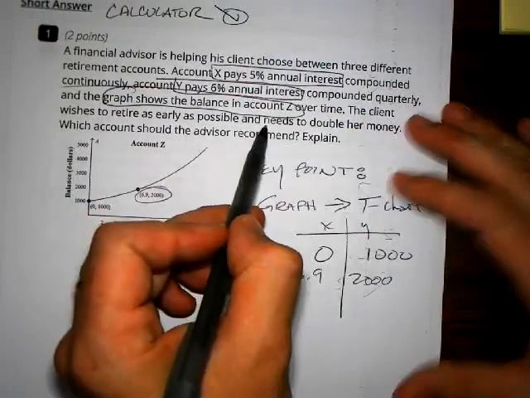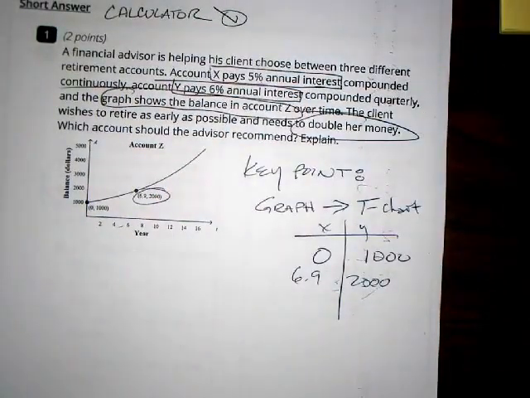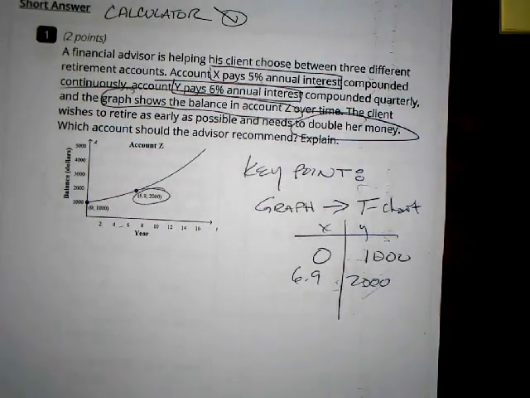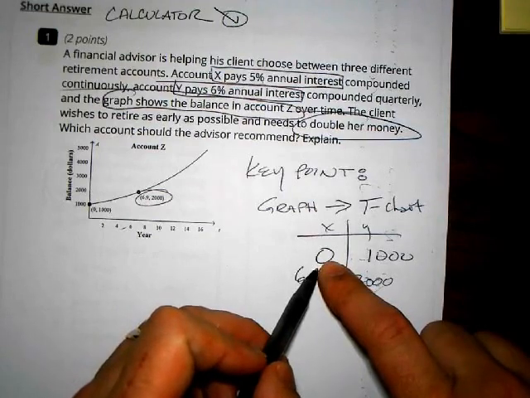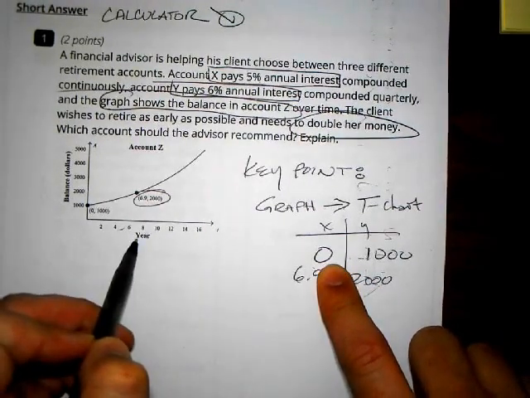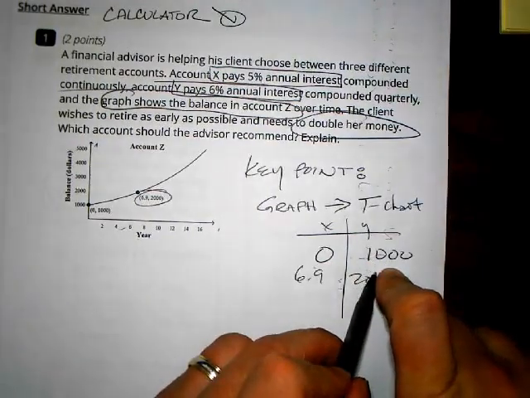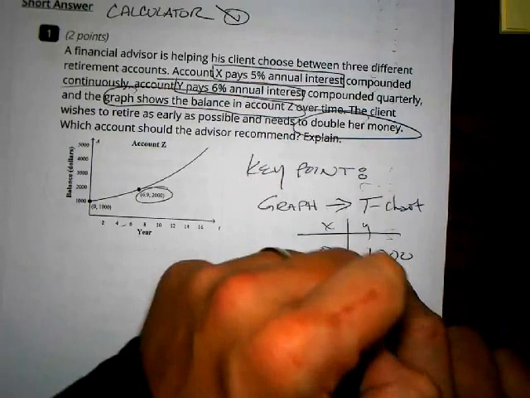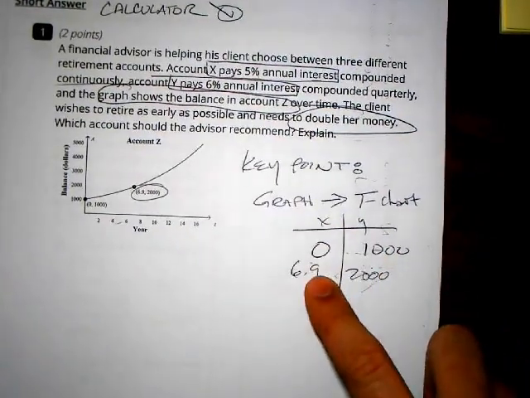To retire as early as possible, they need to double their money. So we're going to start with an investment of how much? We're starting with $1,000. And if we need to double the investment, where do we need to get to? 2,000. And lucky, they tell us that.